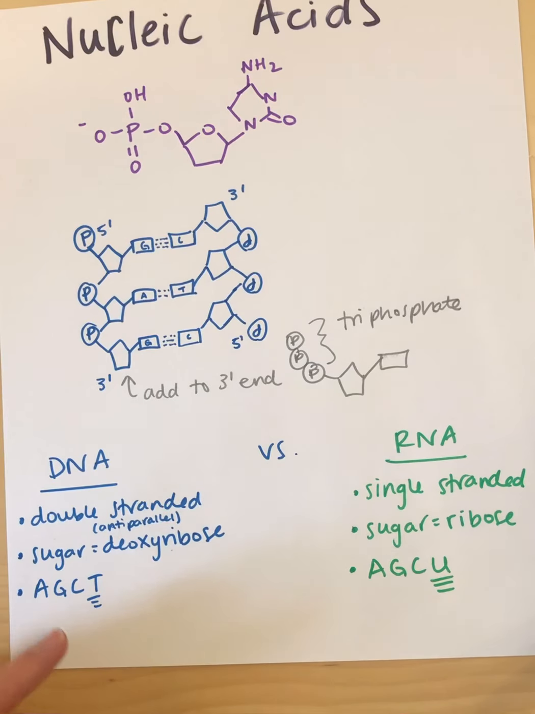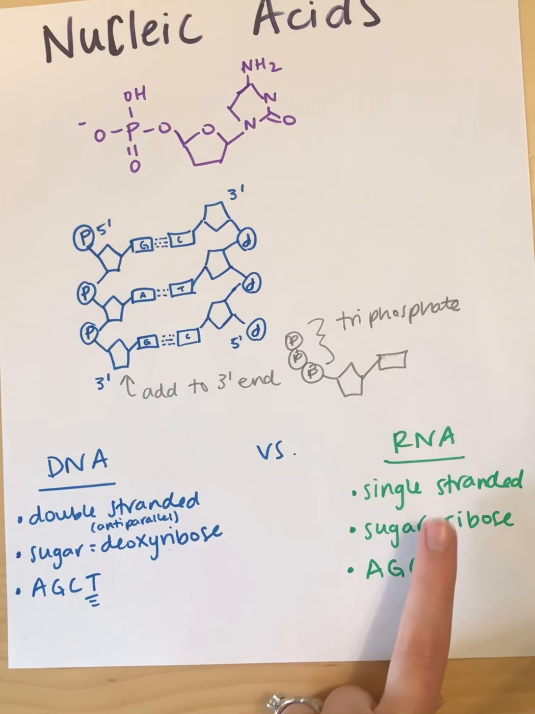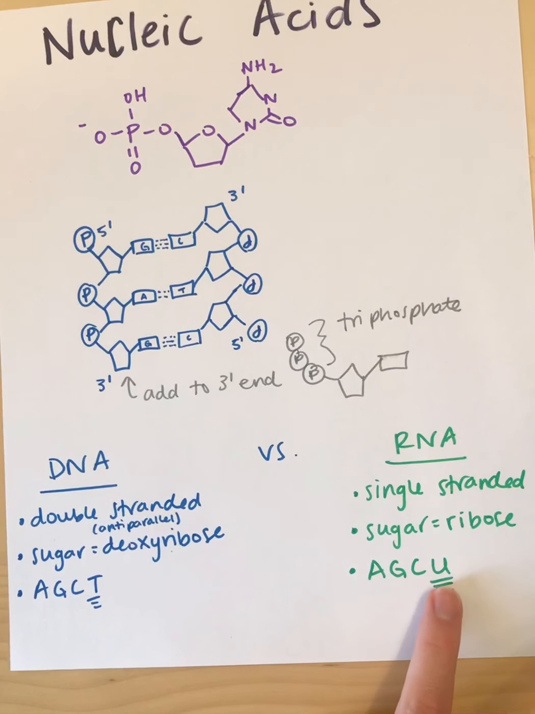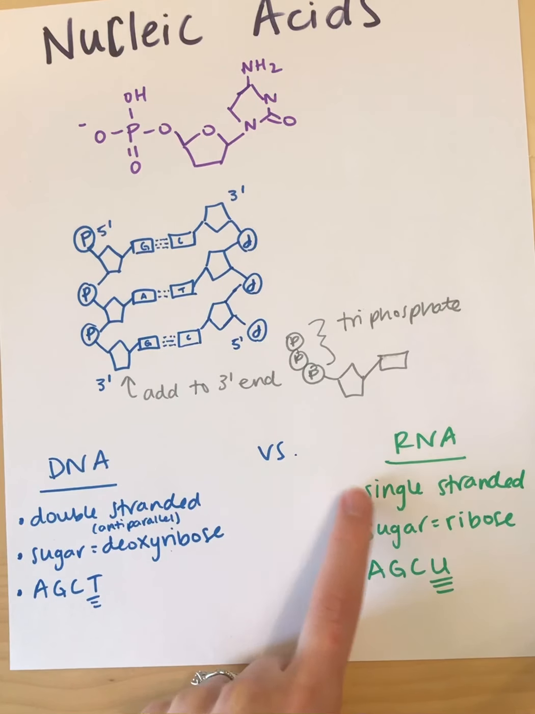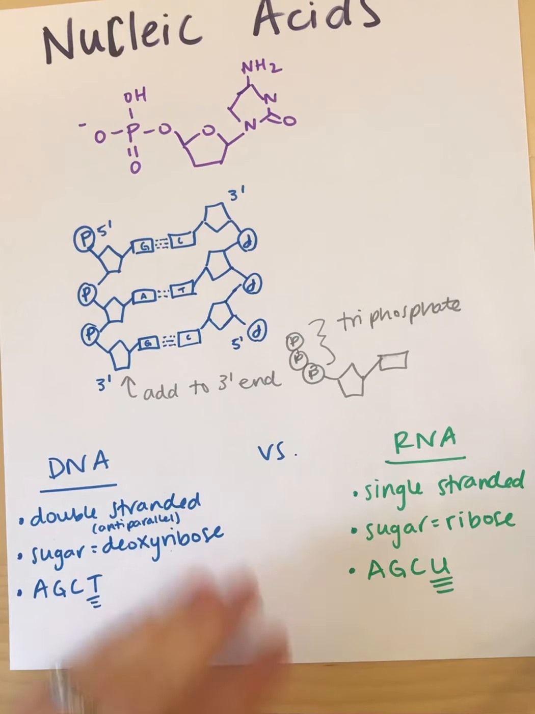Some reminders about DNA versus RNA. DNA is double-stranded. The sugar is deoxyribose. It has T. They both have A, C, and G, whereas RNA has U, uracil, instead of T. RNA is single-stranded, and the sugar that it has is called ribose.